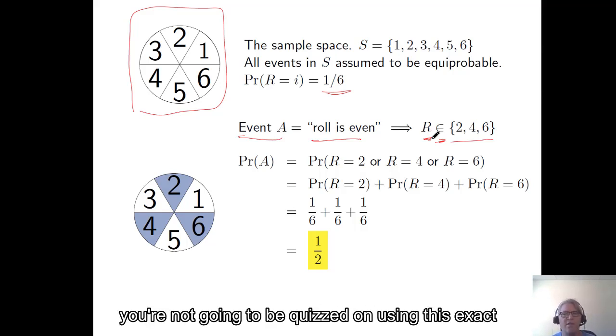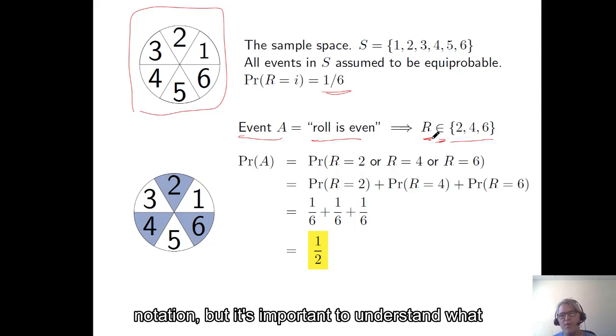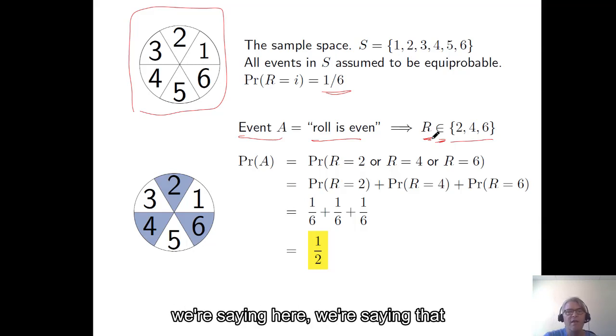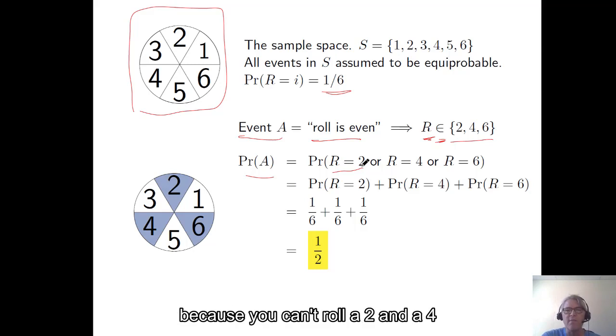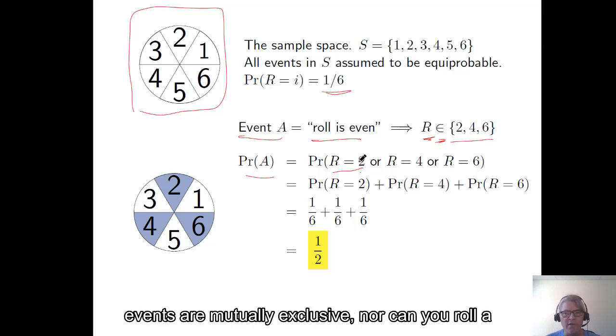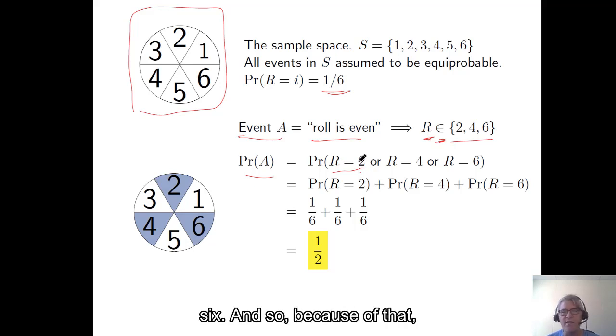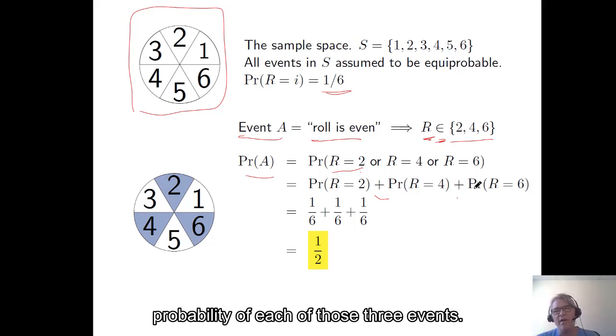Now you're not going to be quizzed on using this exact notation, but it's important to understand what we're saying here. We're saying that we want to know the probability that the roll is 2, or the roll is 4, or the roll is 6. So what the mutually exclusive addition rule means is that because you can't roll a 2 and a 4 on the exact same roll, those events are mutually exclusive, nor can you roll a 6.